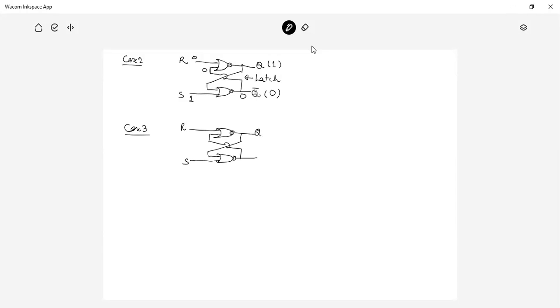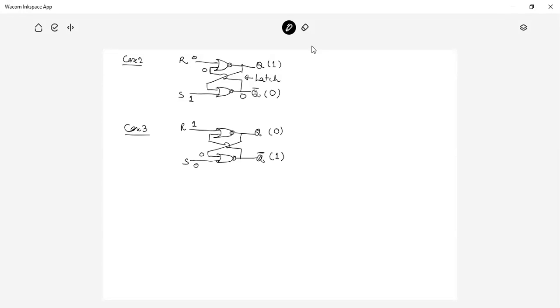These are the latches. Here it is Q and this is Q bar. Now, in this case, R is 1 and S is 0. So one of the inputs is 1. If one of the inputs is 1, the output will be 0. If the output is 0, then here it is 0 and 0 is 1. So in this case, whatever the value of Q is, Q bar is the complement of Q.